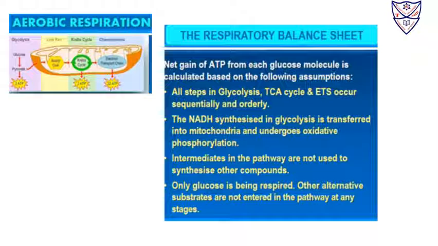The NADH synthesized in glycolysis is transferred into mitochondria and undergoes oxidative phosphorylation. The intermediates in the pathway are not used to synthesize other compounds. Only glucose is being respired. Other alternative substrates are not entered in the pathway at any stages. So based on all these conditions, we do the calculation of how many ATPs are produced.